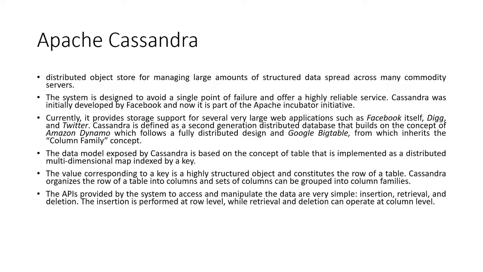The APIs provided by the system to access and manipulate the data are very simple: insertion, retrieval, and deletion. The insertion is performed at the row level, while retrieval and deletion can operate at the column level. In terms of infrastructure, Cassandra is very similar to Dynamo.